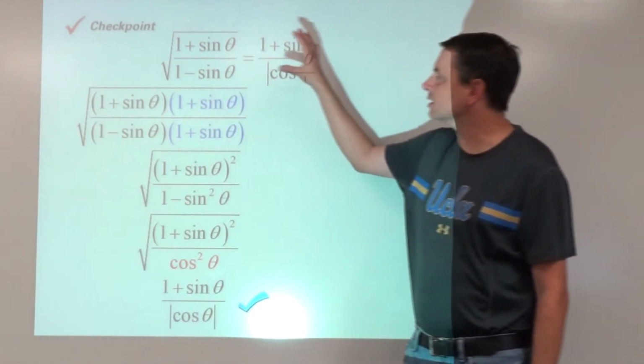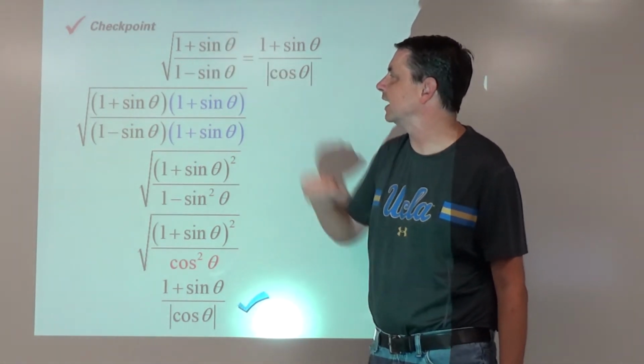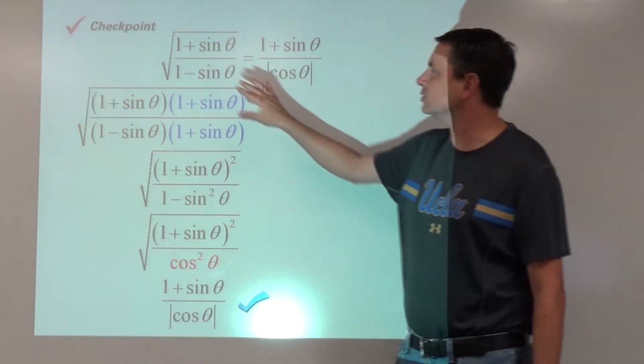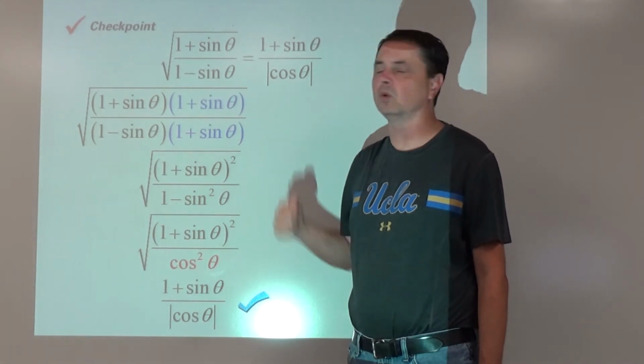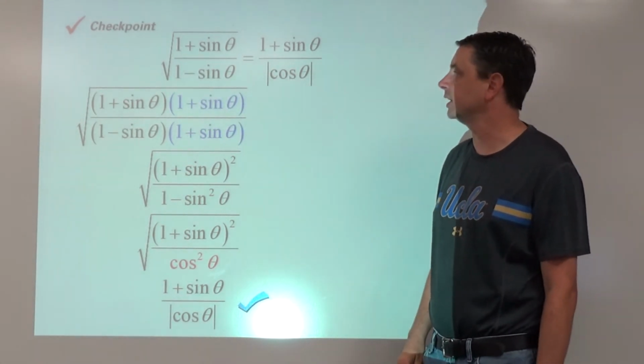All right, here's what it looks like. We're going to use the conjugate here, working on the left side. The advantage of using the conjugate is it's going to turn this into 1 minus sine squared theta. That's going to lead us to a Pythagorean identity.